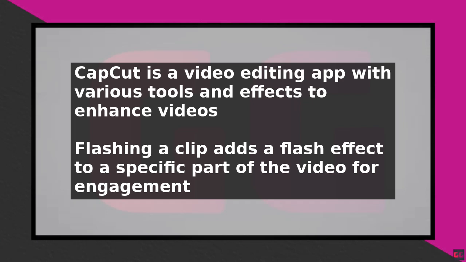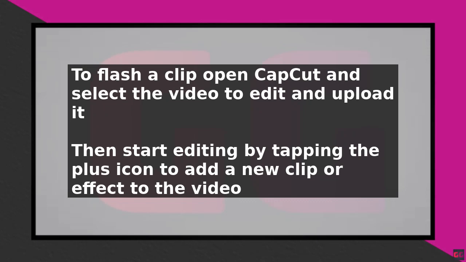and attention-grabbing. First, open CapCut and select the video you want to edit. Once your video is uploaded, you can start editing by tapping on the plus icon to add a new clip or effect. To flash a clip, you need to add a flash effect to your video.